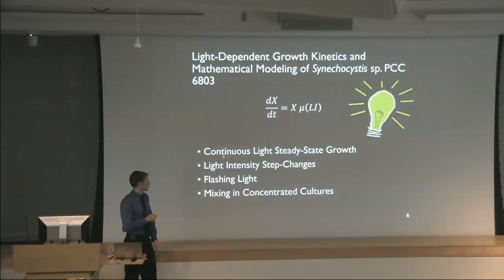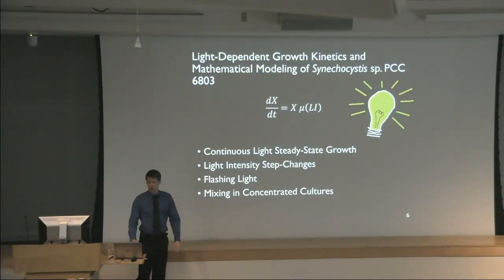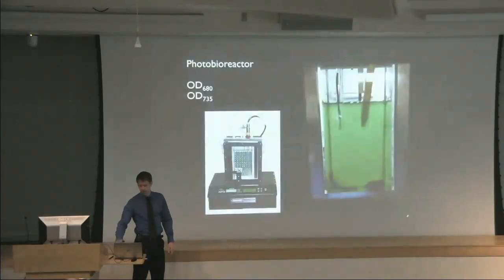So the first part is continuous light steady state growth, basically shining a constant light on Synechocystis and seeing how fast it grows. Second is a light step change. When you change this light intensity, what is the dynamic response of growth of the organism? Then flashing light, basically looking at what happens when these changes in light are more rapid. And then finally, mixing throughout a concentrated culture, how is growth affected as it changes from the intense light at the surface of a culture versus the shaded or darker into a microalgae culture.